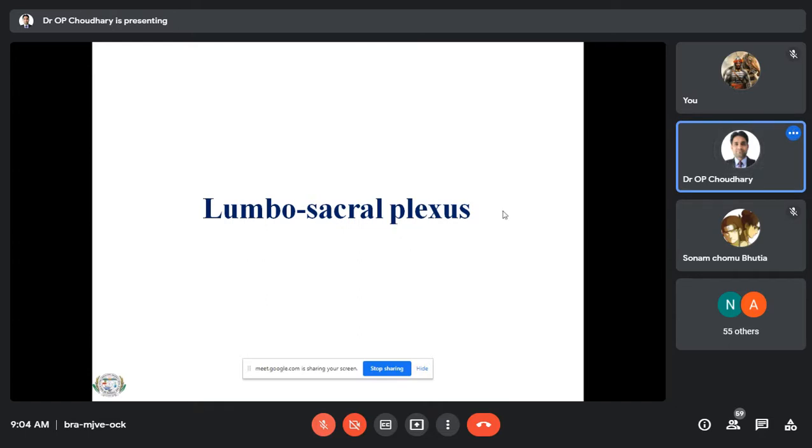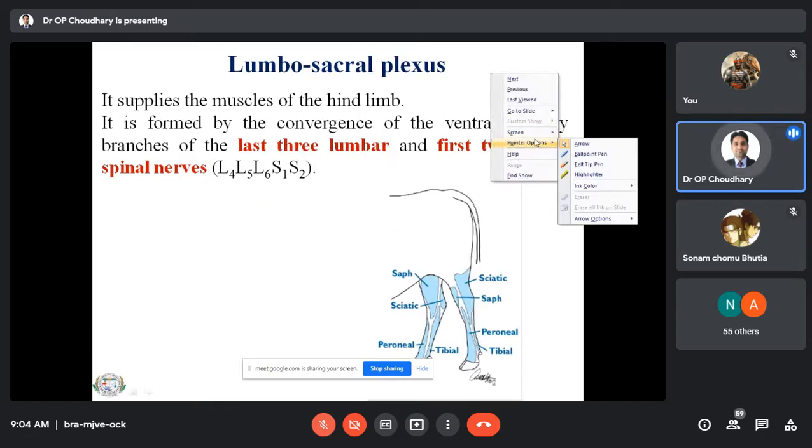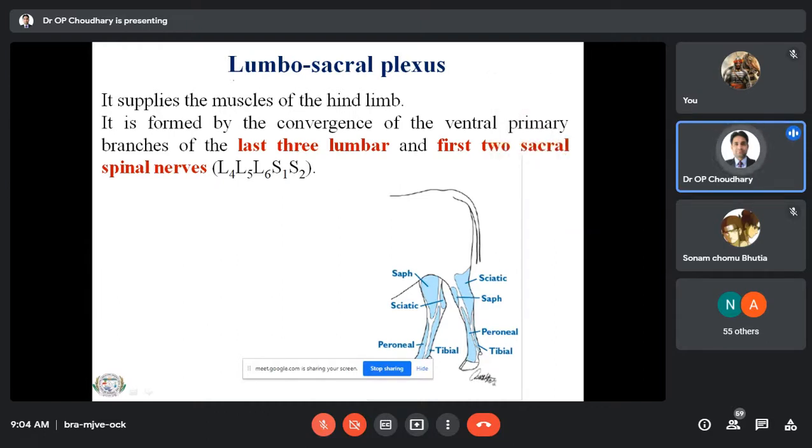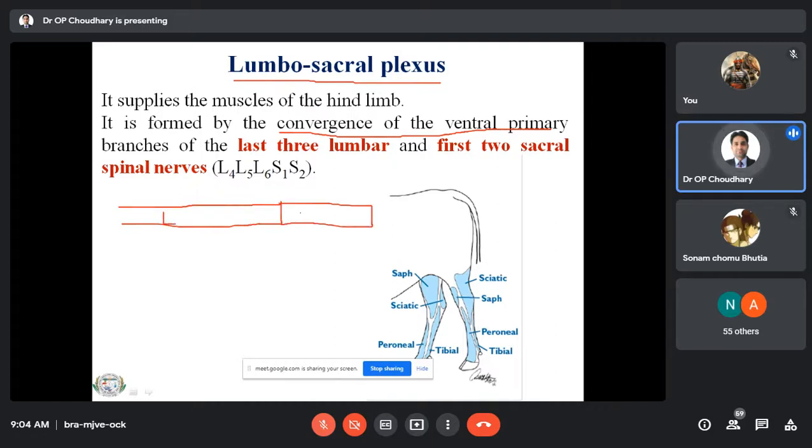cavity also. And the important thing is, as you know, the brachial plexus was formed by the last three cervical and the first thoracic spinal nerve. Same as here, this lumbosacral plexus is formed by the convergence of the ventral primary branches. So these are the thoracic vertebrae, and these are the lumbar vertebrae, followed by the sacrum. So these are the lumbar vertebrae, these are the sacral vertebrae.